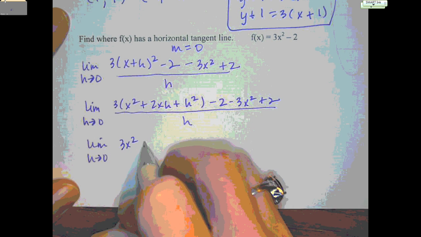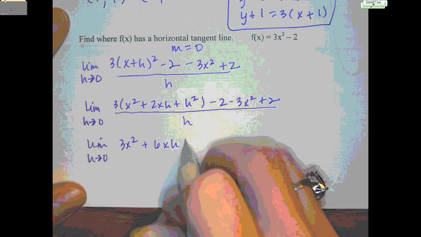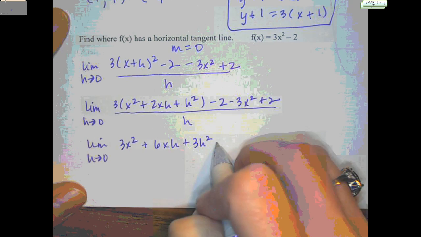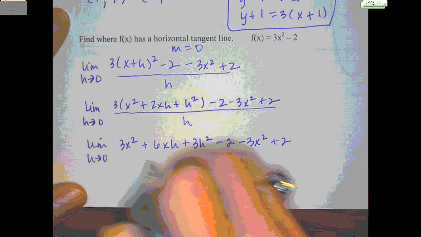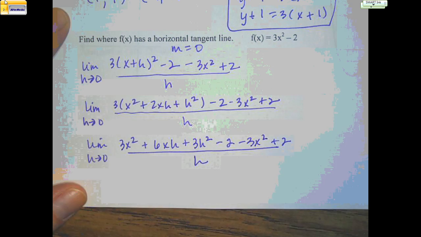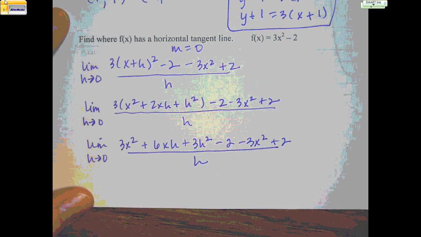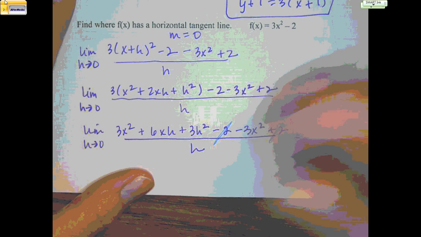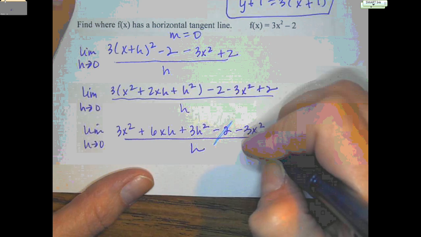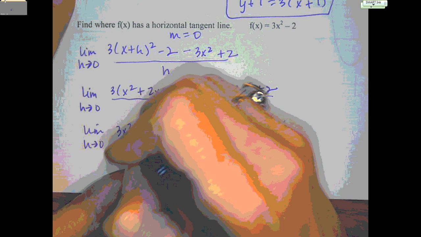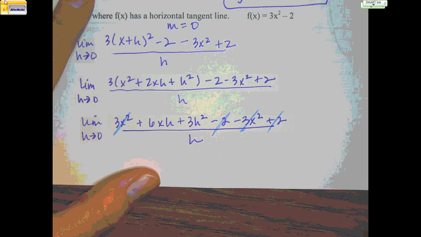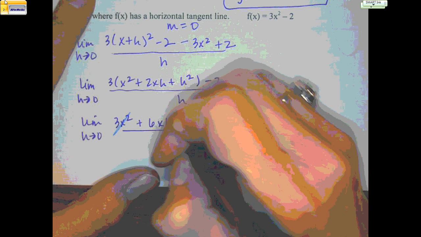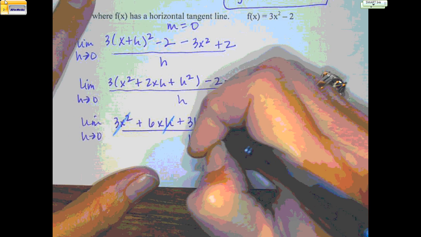So we have 3x squared plus 6xh plus 3h squared minus 2 minus 3x squared plus 2, all over h. Positive 2 and negative 2 cancel. Negative 3x squared and positive 3x squared cancel. With what's left, I can take an h out of everybody. I will divide by h, divide by h, divide by h.